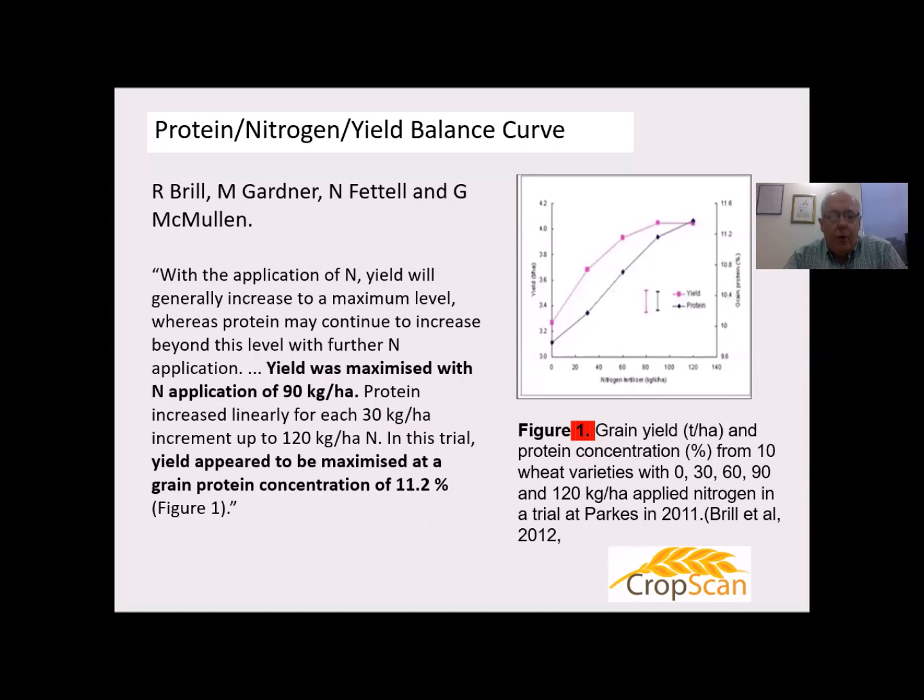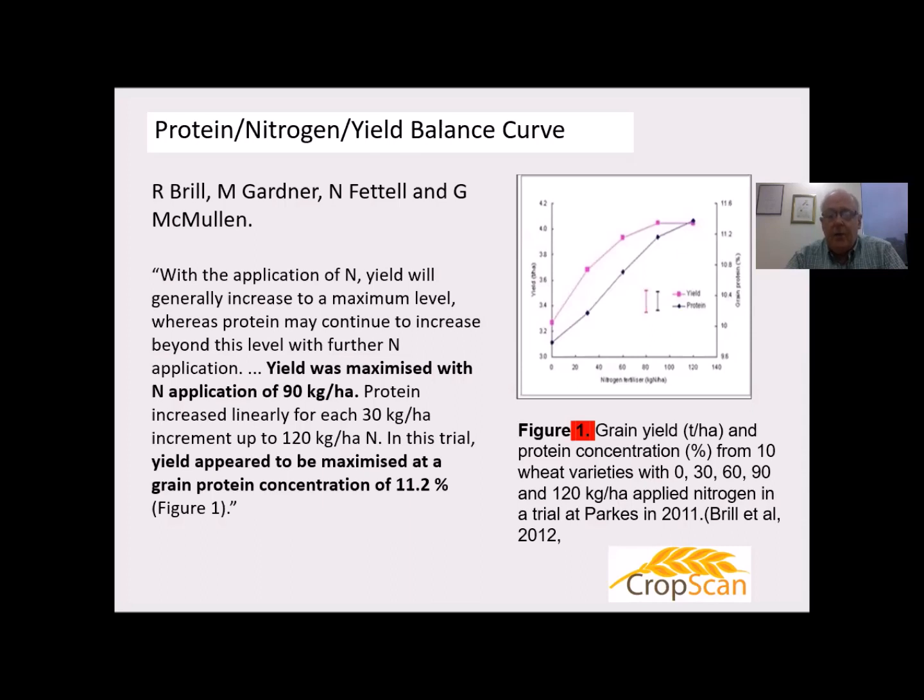There's been quite a lot of research done over the years in several countries on the relationship between protein, nitrogen, and yield. Rowan Brill and Neil Fattel, two well-known agronomists in Australia, with Gardner and McMullen, basically produced a report in 2012 on some studies that they did at Trangie Research Station.